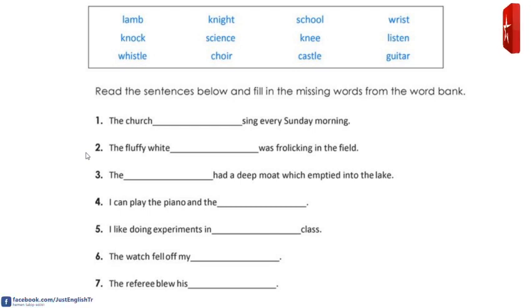Okay, Eren, Dilan, Helen, and Hülya. Hülya says guitar. No, it's not guitar. The correct answer is castle. C-A-S-T-L-E. Castle is the correct answer for number three. Number four, I can play the piano and... yes, Hülya wrote the correct answer for number four. I can play the piano and the guitar. Guitar is the correct answer for number four.